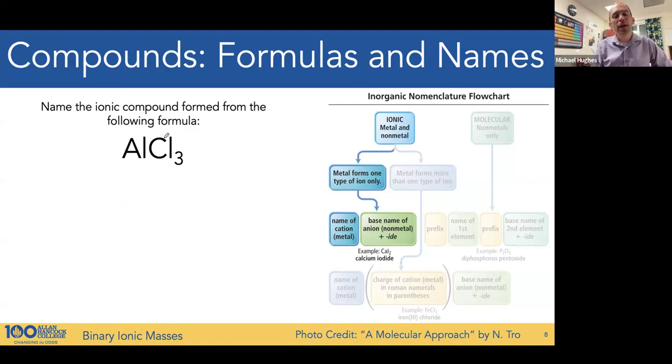And with aluminum and chlorine, is there a metal? Yes, aluminum. Do we know its charge? Yes, aluminum is always 3 plus. So this would then be aluminum. Chlorine, except the suffix becomes ide, so this is chloride. Aluminum chloride.